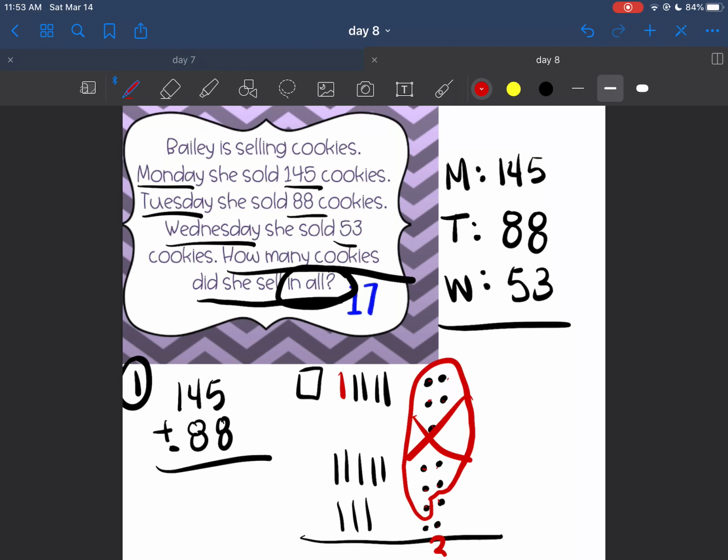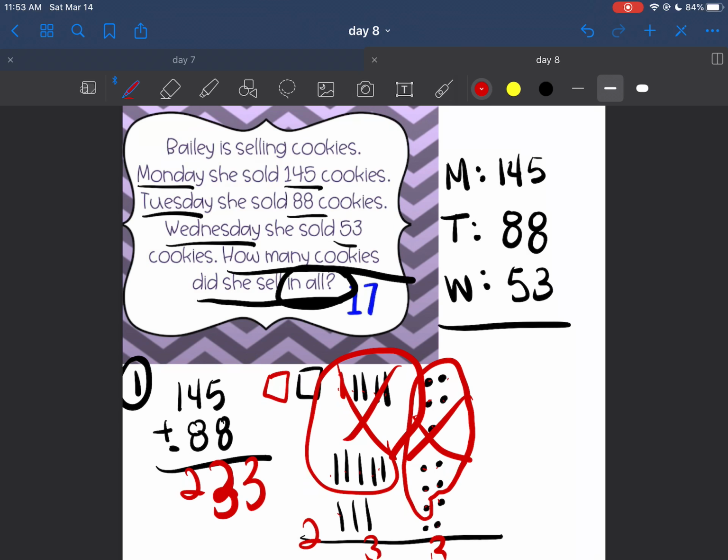1, 2, 3. Then the tens: 1, 2, 3, 4, 5, 6, 7, 8, 9, 10. I'm going to stop and regroup because 10 tens make 100, and 3 tens are left, so 200. So on Monday and Tuesday, she sold 233. Now I have to add in Wednesday. So 233 plus 53.